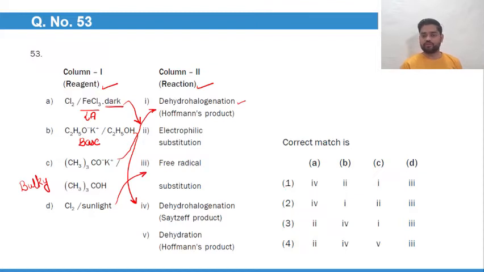So A2 is not there. So 3 and 4 might be the right answer. B goes to 4, C goes to 1, and this. So I'll go with option number 3. That is the right answer. So question number 53, the right answer is option number 3.